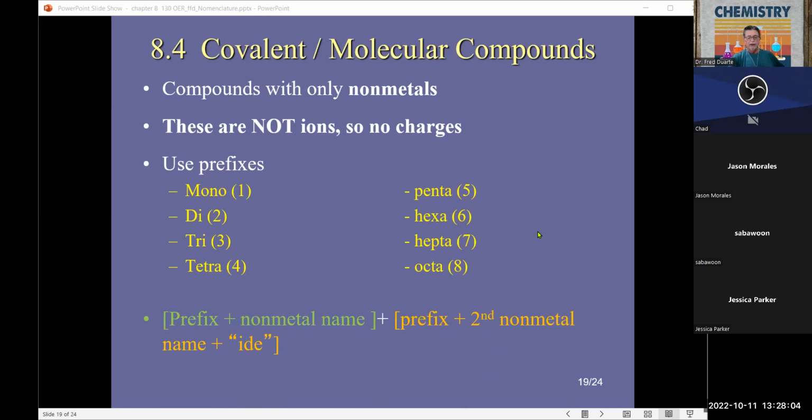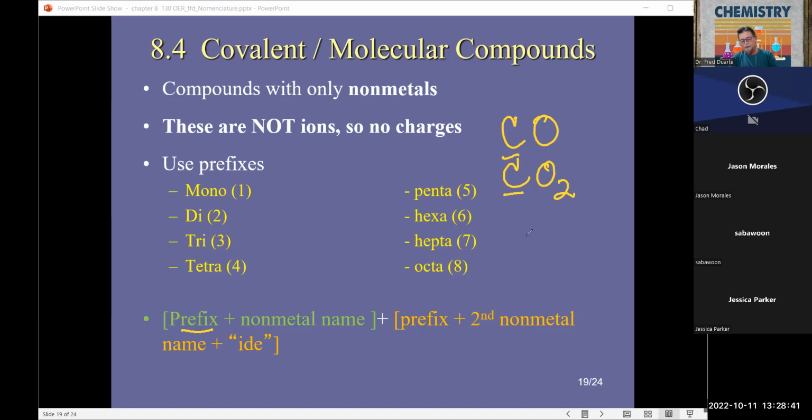Okay, so basically the system is written like this: you have the first non-metal written here in green, okay? It may or may not have a prefix. If it is just one atom, then we would simply say the name, no prefix mono. Notice I said CO, carbon monoxide, CO2, carbon dioxide. So there's only one atom up front, so we don't need a prefix. If there's more than one, then we need a prefix.